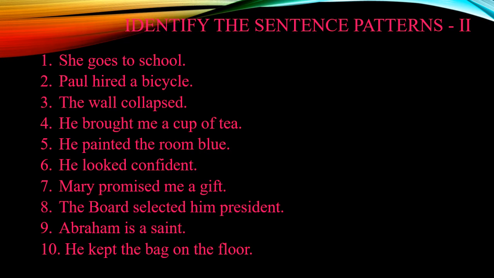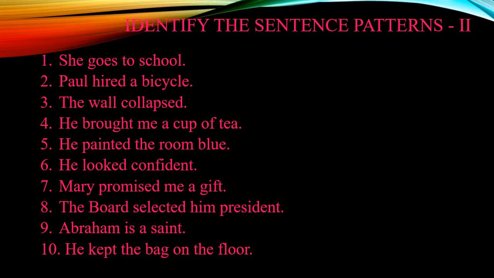Mary promised me a gift. Mary is the subject, promised is the verb here, and again we have two objects here, me and a gift. Me is the indirect object and a gift is the direct object. So the sentence pattern here becomes S plus P plus IO plus DO.